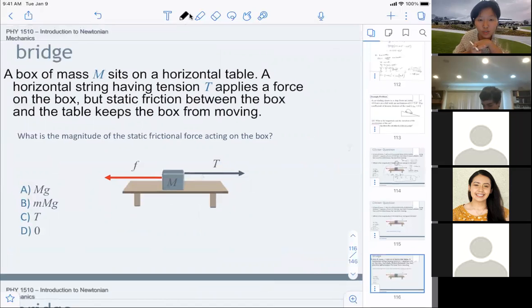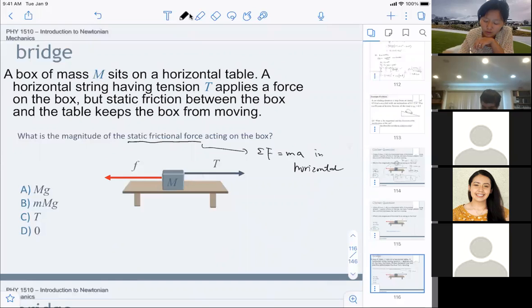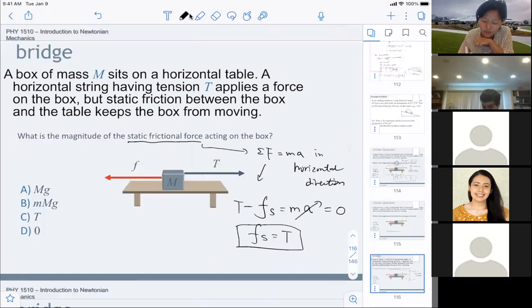So this is a bridge question you have done. It's asking about the static frictional force. If you apply Newton's second law in the horizontal direction, then you can figure out the static friction. One force is the tension, one is the static friction preventing it from having an acceleration. So the sum is 0, and your static friction is equal to the tension. So the answer is C.